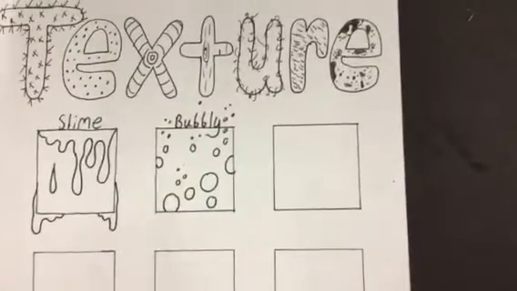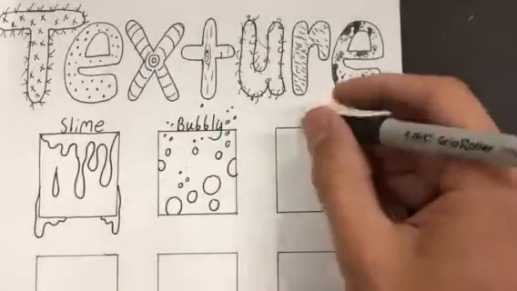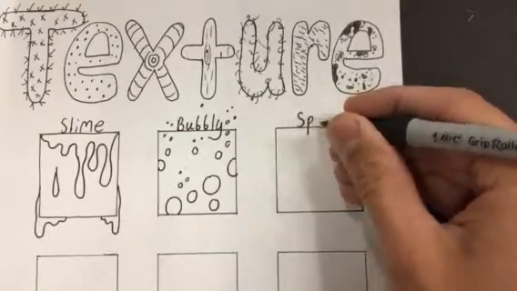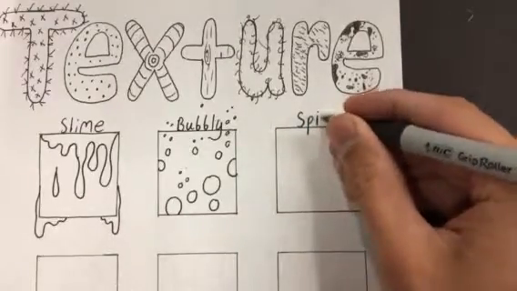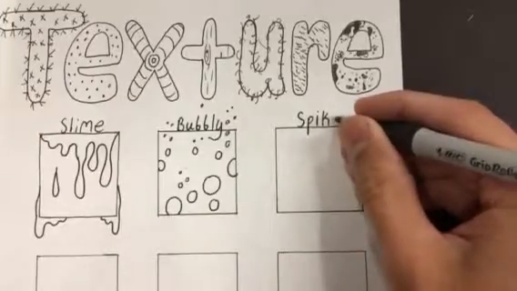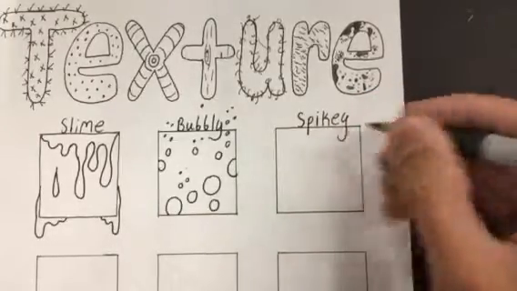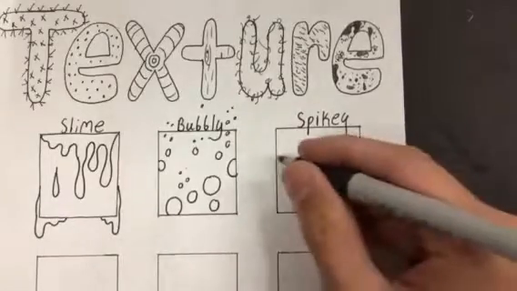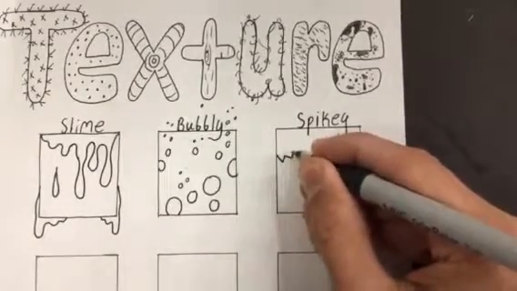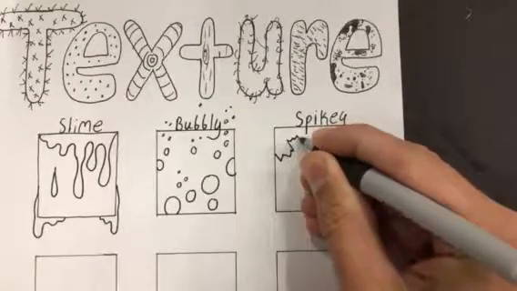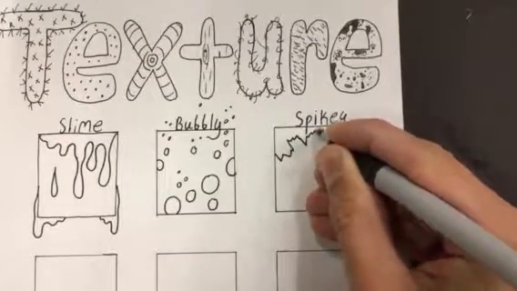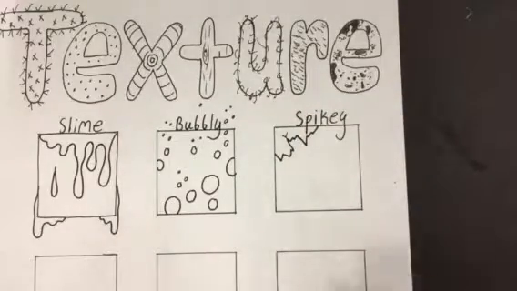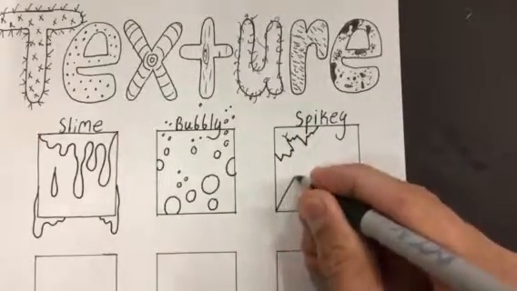Our next texture that we're going to be creating is spiky or pokey. Let's do spiky. S-P-I-K-E-Y. And this could be a broken glass, maybe like this. Or it could just be spikes, like these.